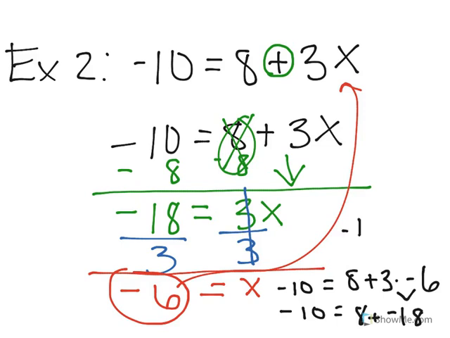Yep, and that checks out. So negative 10 does equal negative 10. So that works. Being a little messy here right now. So my answer is x equals negative 6.